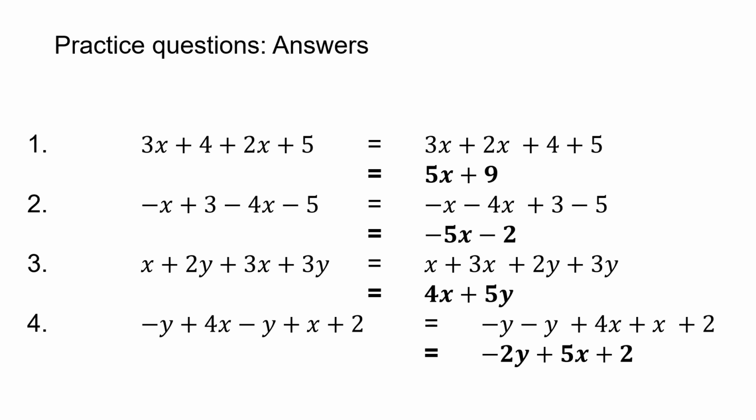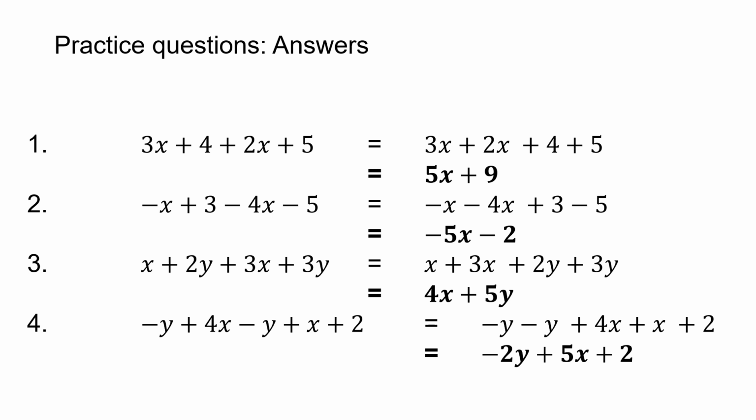For question 2, we had minus x plus 3 minus 4x minus 5. Again, grouping the x terms on the left, we had minus x minus 4x. And grouping the number terms on the right, that gives us plus 3 minus 5. Bringing that all together, that gives us minus 5x minus 2.